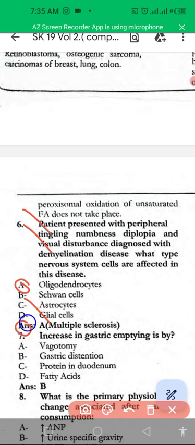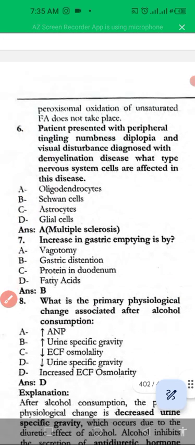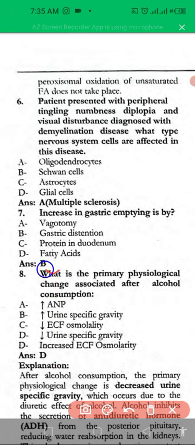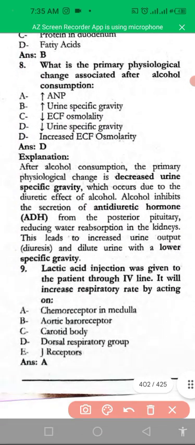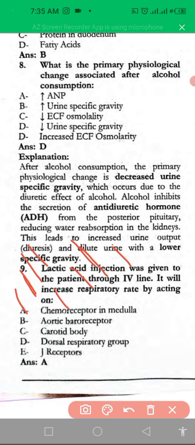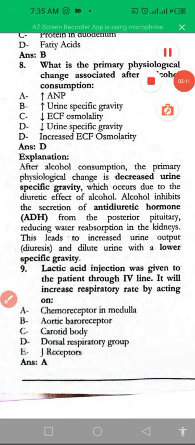Increase in gastric emptying occurs with gastric distension. Answer is gastric distension. Which of the following is the primary physiological change associated with alcohol consumption? There is increased extracellular fluid osmolarity with alcohol consumption. Lactic acid injection was given to the patient through IV. It will increase respiratory rate through chemoreceptors in the medulla. Lactic acidosis results in hyperventilation through chemoreceptors present in the medulla.